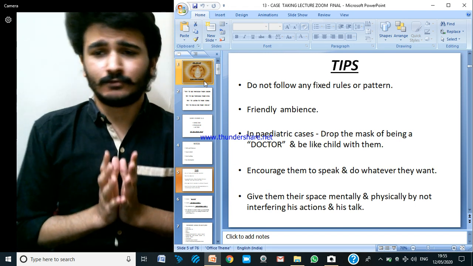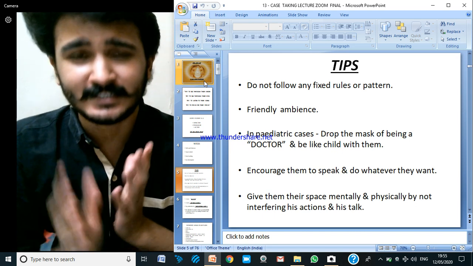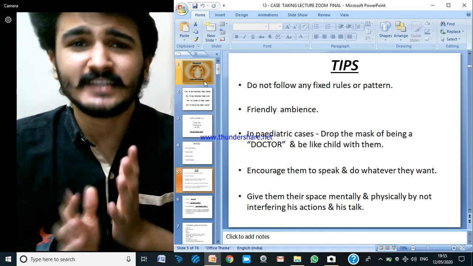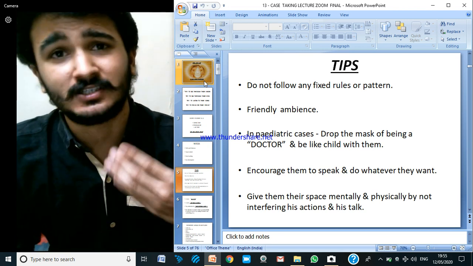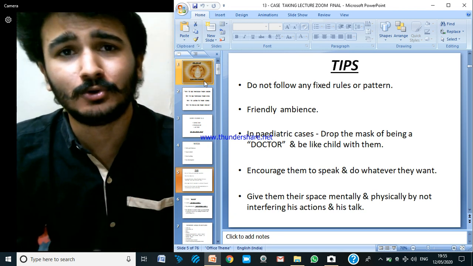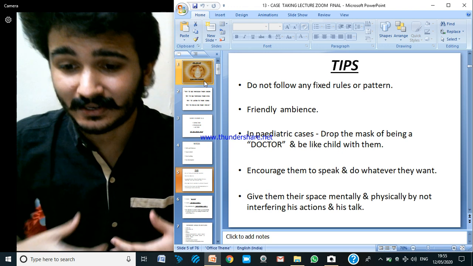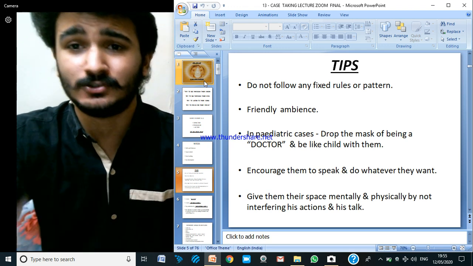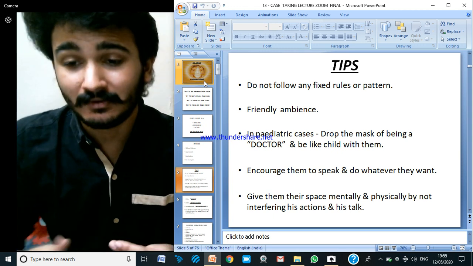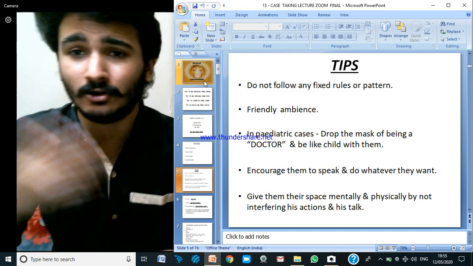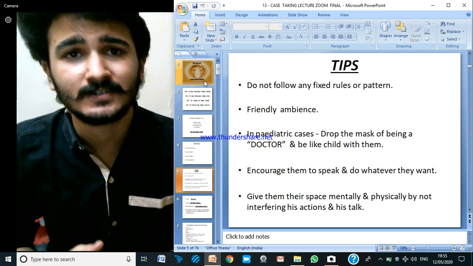Another thing to do in case taking is to encourage the patient to speak. Encourage him that yes, you are trying more, you are trying good, you are speaking good. Only then will they try. When you tell them yes, you are getting what they are speaking, you are understanding it, they will try more. Otherwise, they will feel that the doctor thinks I am speaking something rubbish.